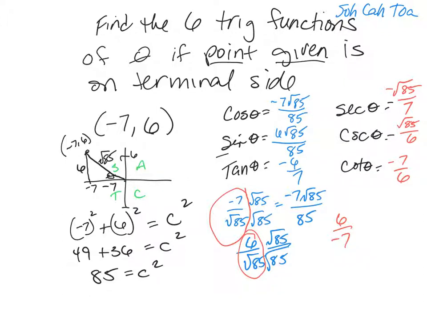If you want to ignore all the signs till the end and put your negatives on, you can do it that way. That's actually how I do it. But whatever you do, check your signs before you leave and make sure you've got the right sign. Because I do take off a half a point when you get the wrong sign. Okay?